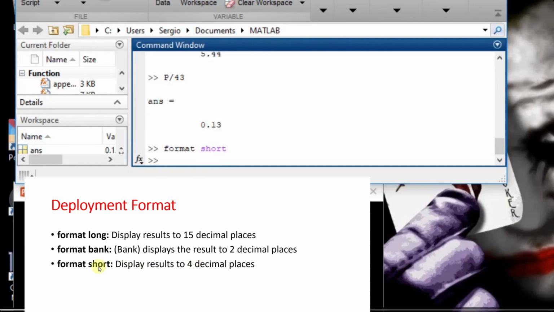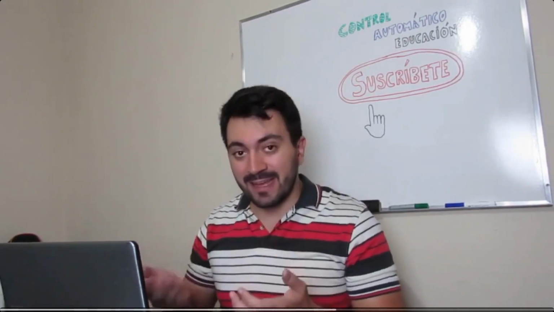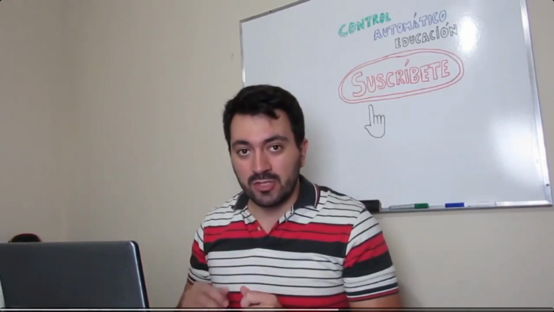So again, if we type here for example p divided by 43, now we see that instead of the 0.13 that was shown in format bank, it will now display more decimal places: 0.1264. And let's do the experiment. If we press the up arrow key, we can retrieve previous commands. For example, with format long, let's see what we get for p divided by 43. We see that now it shows me the 14 decimal places. So we can see how we can change the display formats in the MATLAB prompt output to visualize our data in a better way.